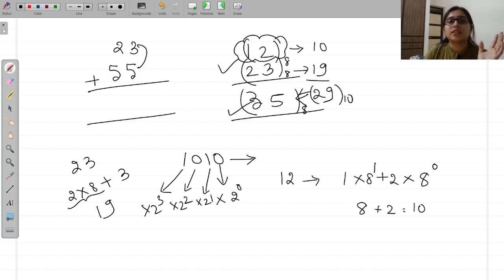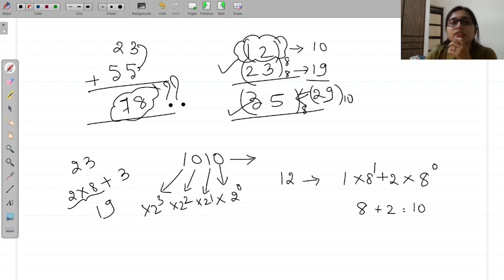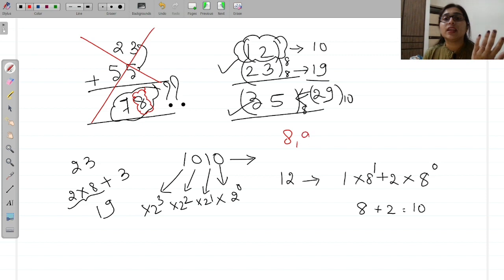Now let us see this. 3 plus 5 is 8. What I will do, I will write it. 2 plus 5 is 7. So is this right? This is not right. Why? Because I have already told you that octal should not have any digit equal to the base, that is 8, or greater than 8. So 8 and 9 are not allowed in the octal system. That is allowed in decimal, but it is not allowed in octal.